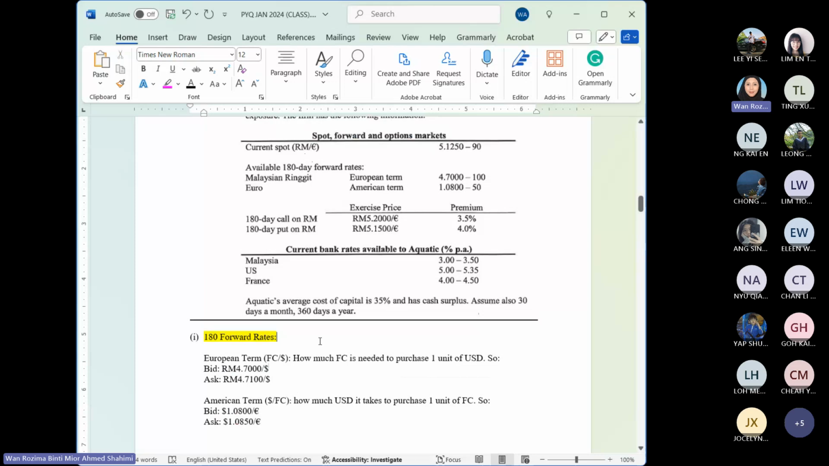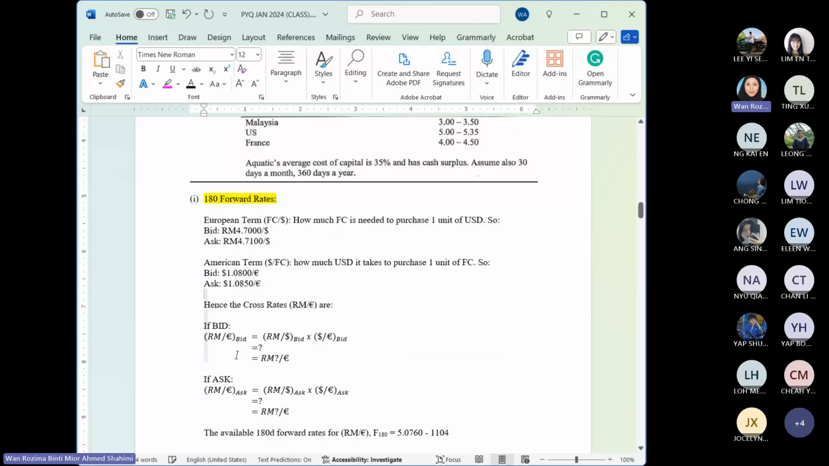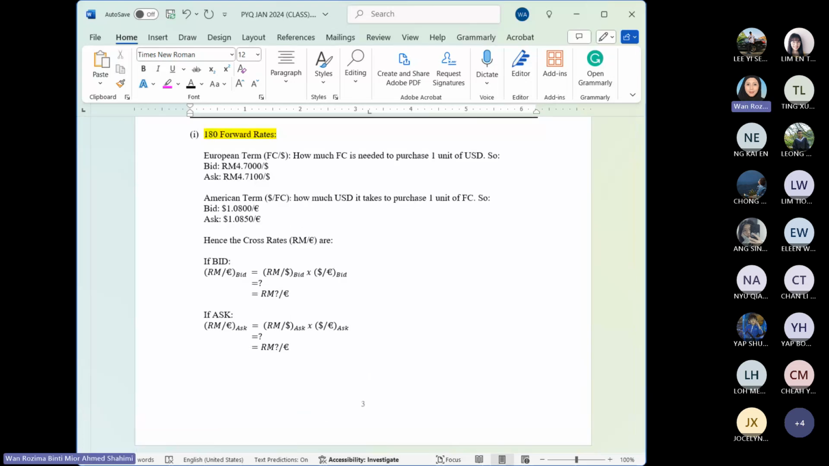So by having these two pieces of information, the European terms and American terms, we can do the cross rate that we learned in chapter 4. Now you have Malaysian ringgit against USD, and you have USD against euro. So we're able to get Malaysian ringgit against euro by using cross rates.